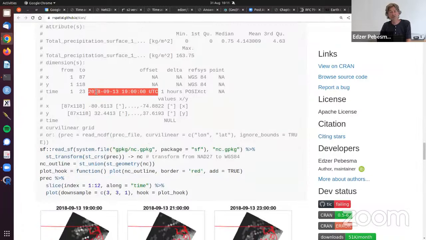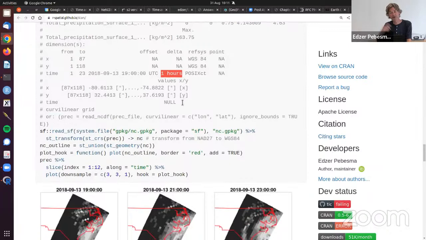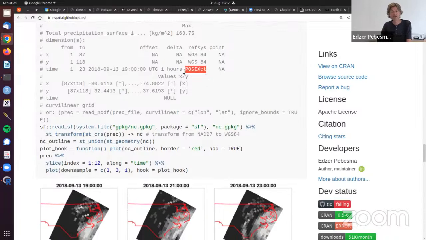So we have an offset, which is the time of the start of the layers, and then I have 23 layers that are 1 hour apart. So we see that for my time dimension we have a real time structure, not just a number or something like that, but something that is actually POSIXct, which is our native way to represent date times.